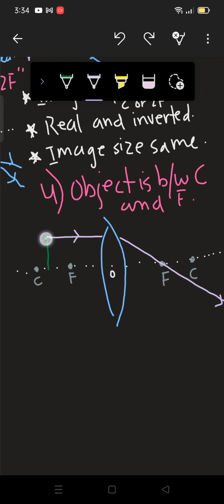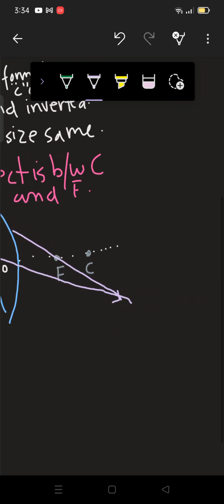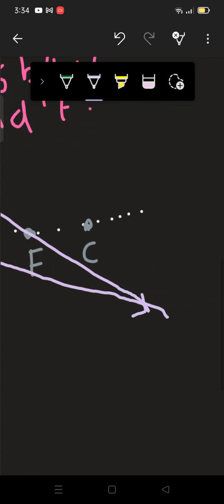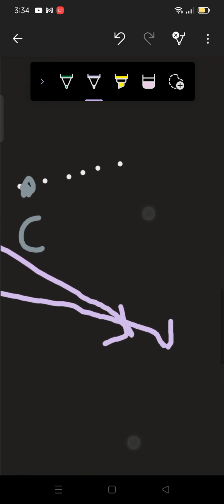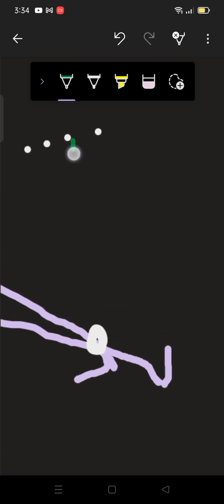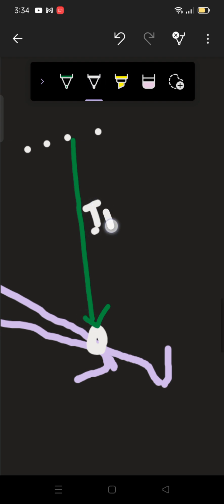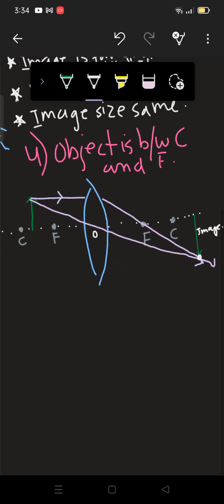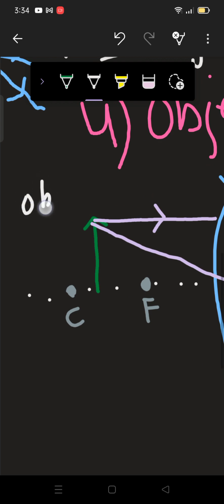Alright. So here is the meeting point of these two lines. Here is the meeting point. Alright. So image would be formed here. This is image. Alright. So when we place an object between the C and the F, the image is formed beyond C. Alright, image is formed beyond C.